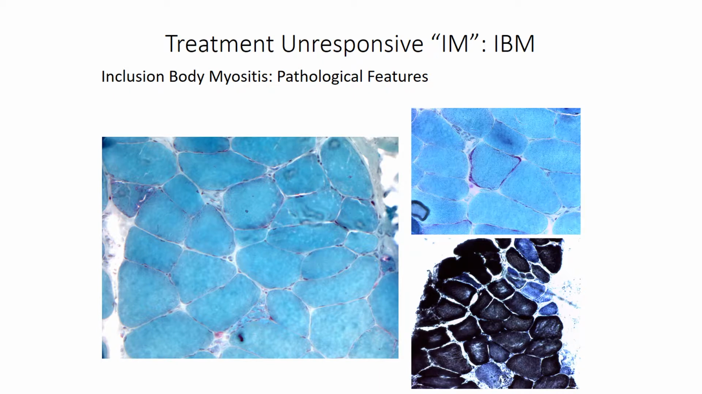Now, if we have a classic story of a patient with quadriceps and finger flexor weakness, slow progression, and a positive NT5C1A antibody, it may be questionable as to whether or not we do the biopsy. However, we often do biopsy these patients and see the rimmed vacuoles that you can see in the muscle fiber all the way to the left and then all the way to the right here.